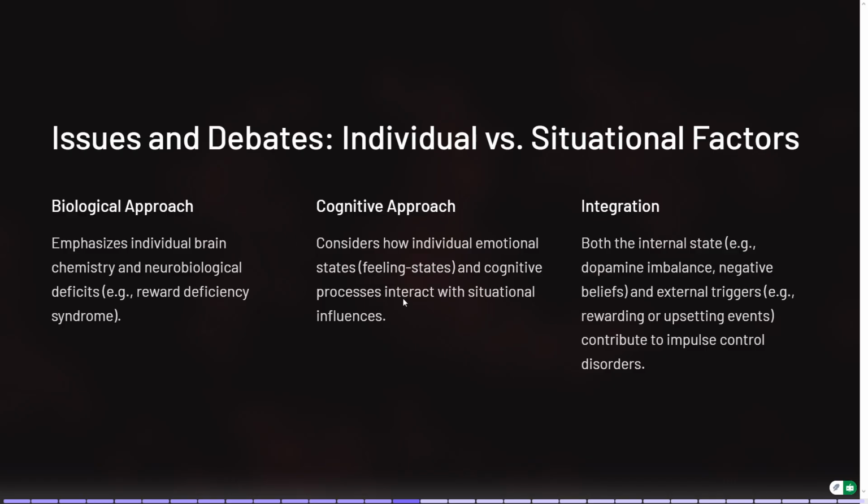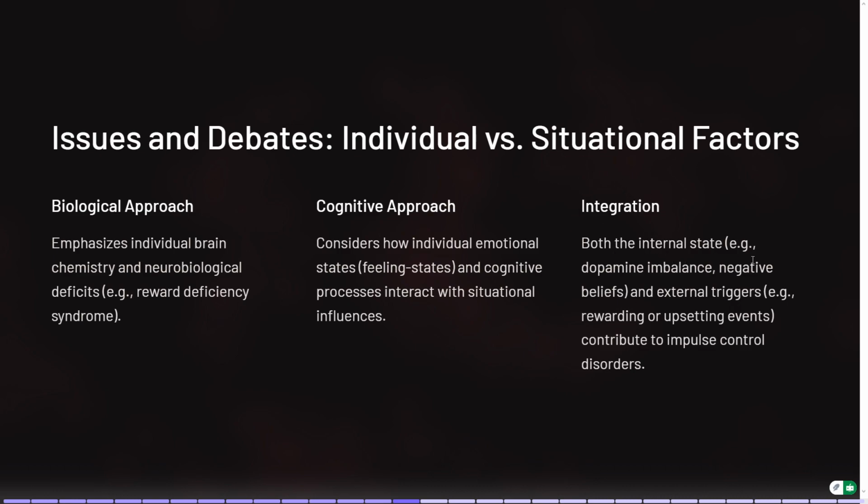Now, the cognitive approach is more of a combination of individual and situation. It considers how individual emotional state and cognitive processing, which is an individual thing about you, interact with situational influence. There's a particular behavior you do in the environment, which you interpret in your mind to produce the response. So basically, the cognitive aspect is a combination of individual and situation. Cognitive tries to observe the role of the situation and the interpretation of that situation by an individual. Biological rather focuses on the individual alone. It doesn't look at the situational aspect.